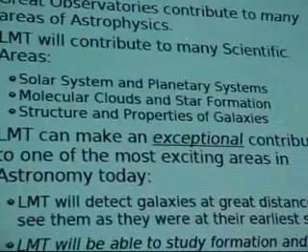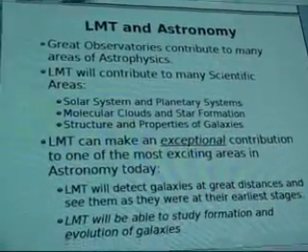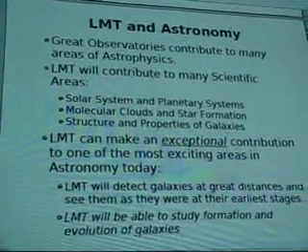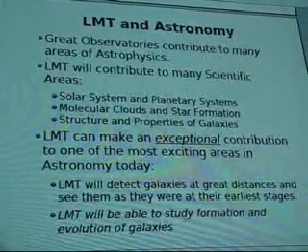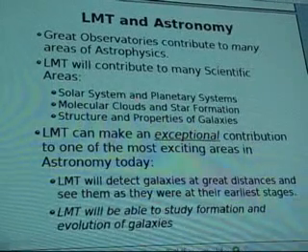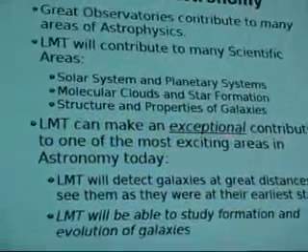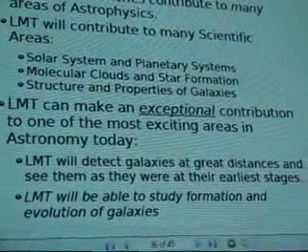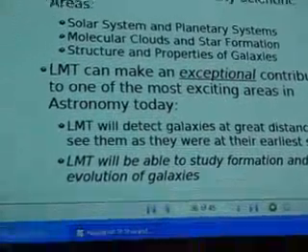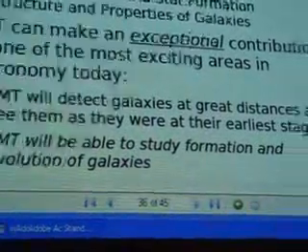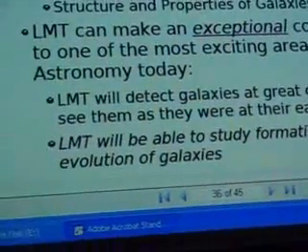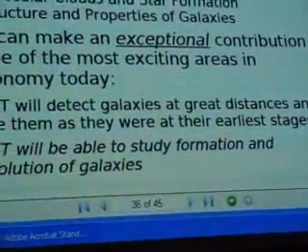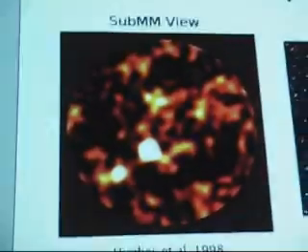So if you think about us in astronomy, what you hope in your observatory is that you're going to contribute to a lot of different areas in astrophysics. And so we're going to be able to do things in the solar system, molecular clouds, and the galaxy. And we're going to be able to study other galaxies. But there's one area where we can make a really exceptional contribution, and that's the area of looking at very distant galaxies and seeing them as they were at their earliest stages. And the LMT is really going to make its reputation by studying the formation and evolution of galaxies. And I'm going to just try to give you a sense of how that all works.